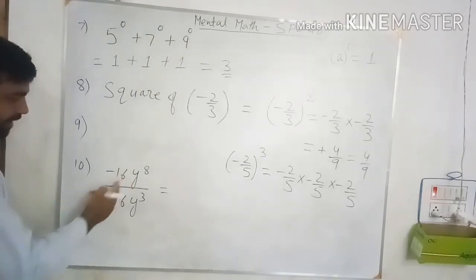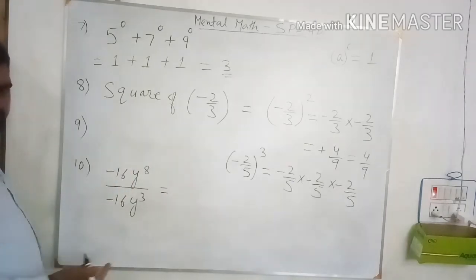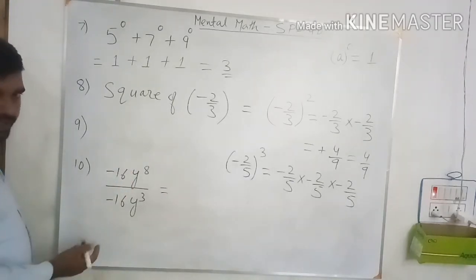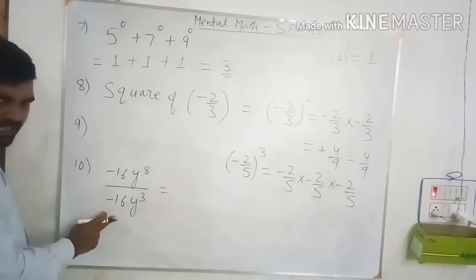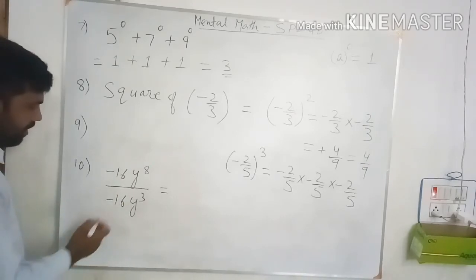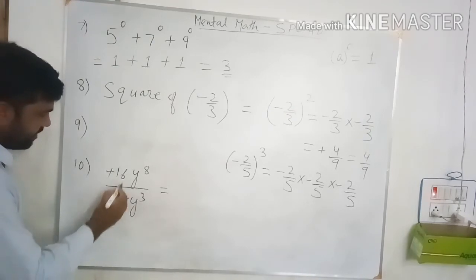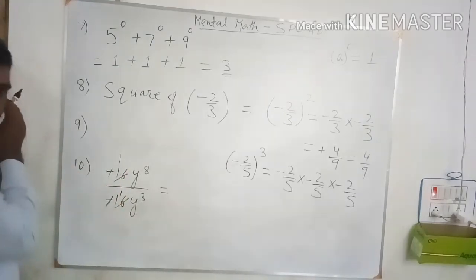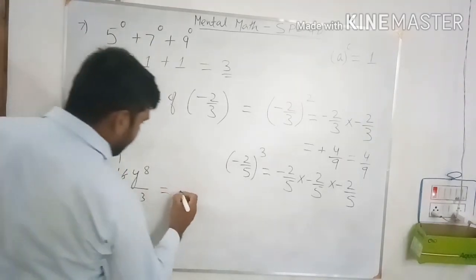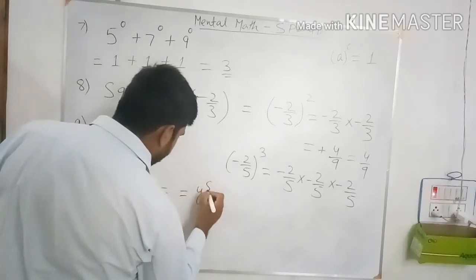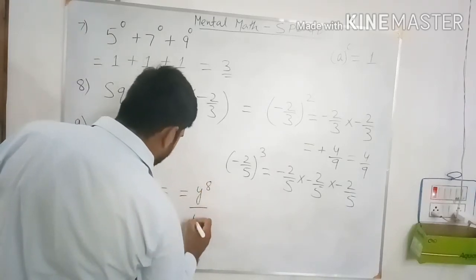So the power of minus 16 is what? 1. Nothing is given, so that is 1. So you can cancel it also. If in the numerator and denominator both are the same, you can cancel directly. The minus will be cancelled with this minus sign. 16 1 is 16, 16 1 is 16, so both will be cancelled. So what we got? Y to the power 8 upon y to the power 3.